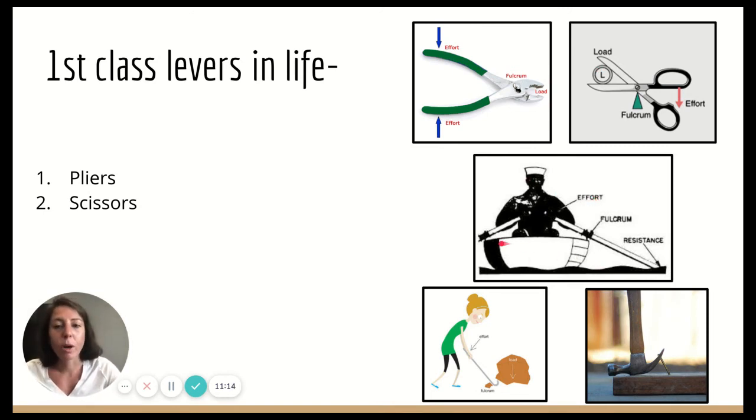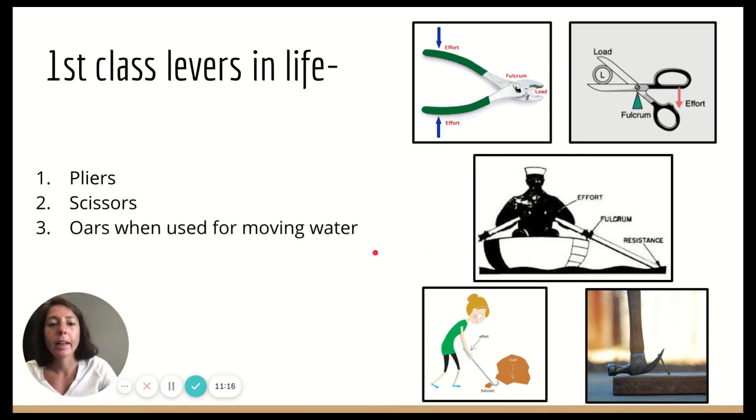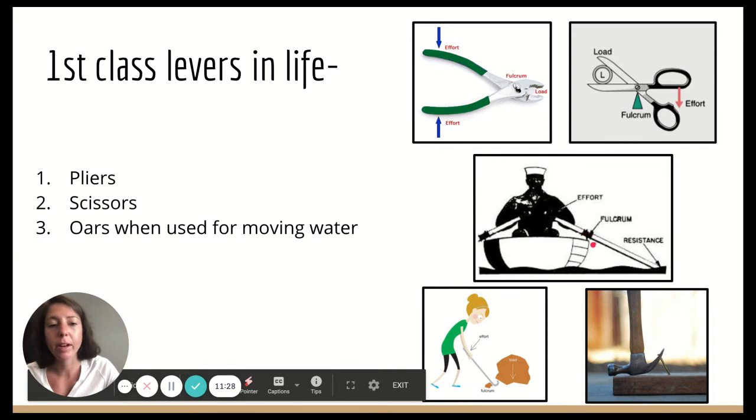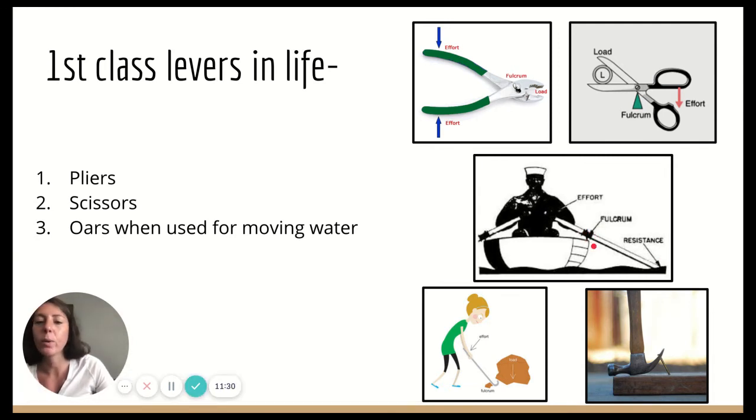Here we have someone rowing a boat. So when oars are used for moving water, the person is the effort, they're pulling on the oar. The water is resisting this person's movement, and the fulcrum is basically right in the center of the oar, the part right along the boat that's actually sitting there, but allowing the other parts to move around it.